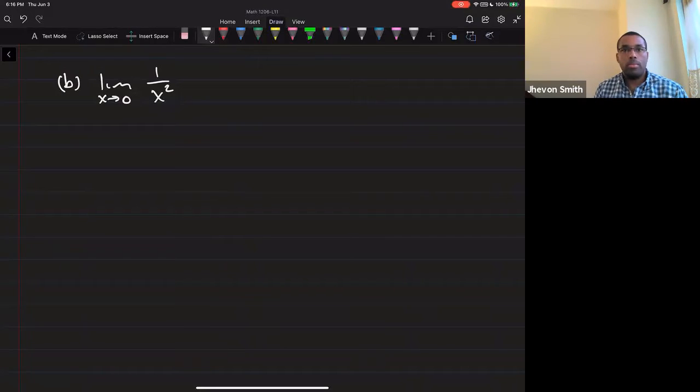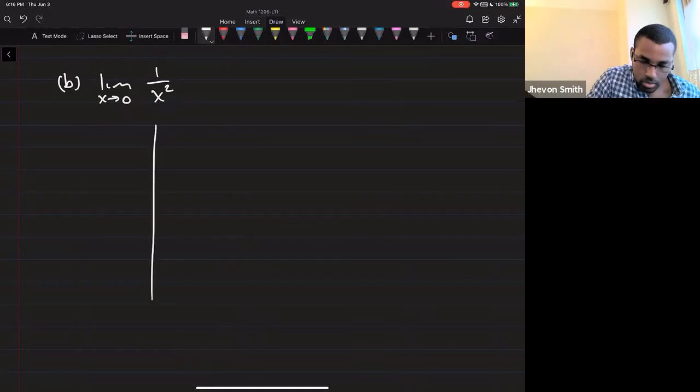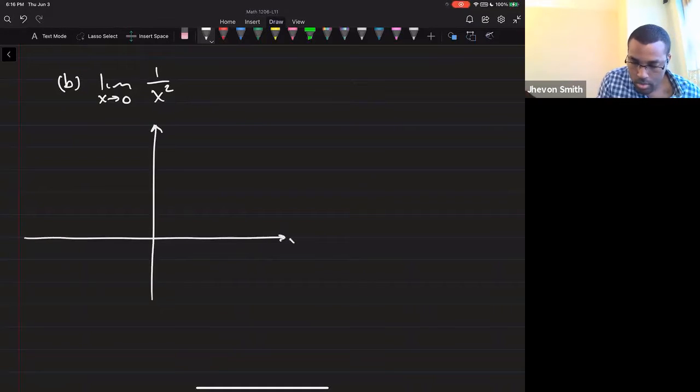I got the limit is positive infinity. Oh, how'd you get that? Well, if you graph it from the left-hand side, because it's x squared, whatever negative x value you put, you get a positive y value. So left-hand side goes upwards.